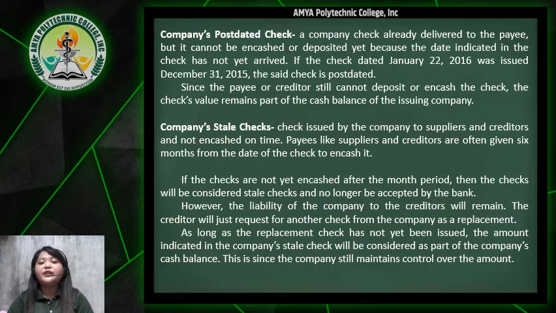However, the liability of the company to the creditors will remain. And then the creditor will just request another check from the company as replacement. As long as the replacement check has not yet been issued, the amount indicated in the company's stale check will be considered as part of the cash balance. This is since the company still maintains control over the amount.